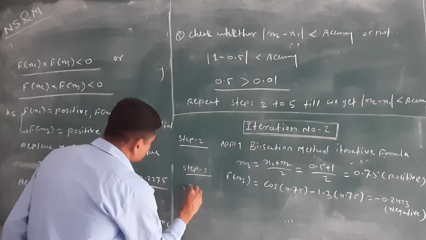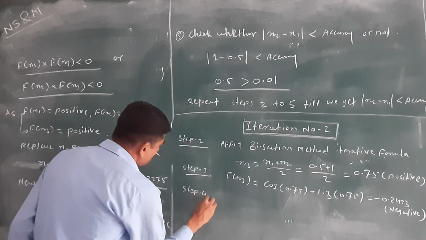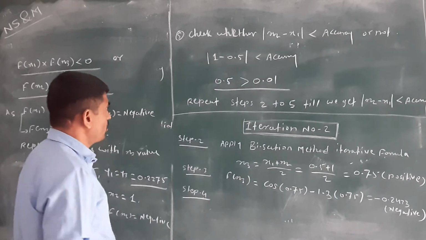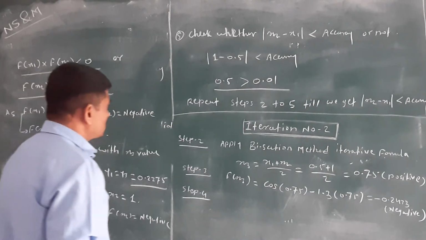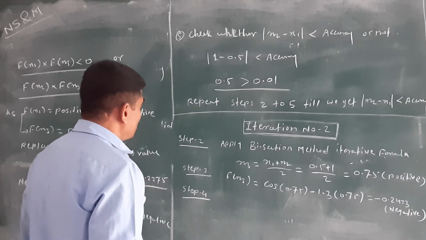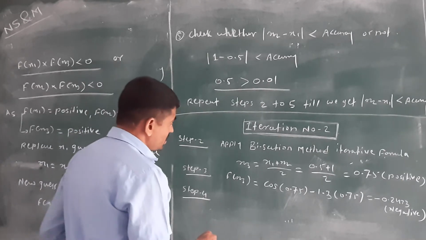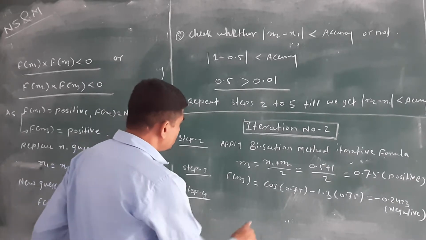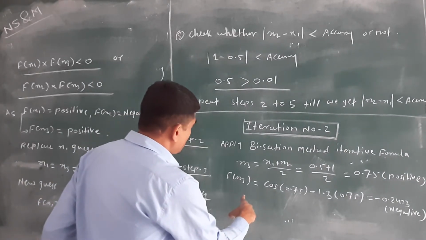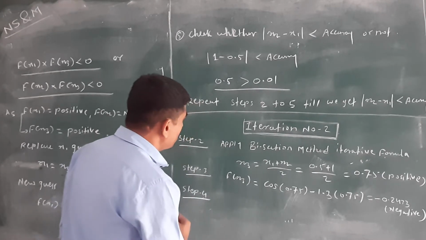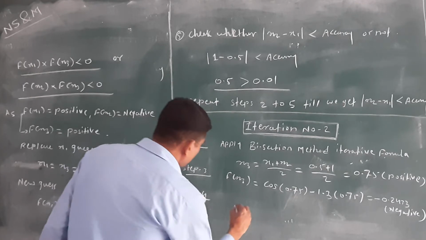Once you have found that f of x3 is positive or negative, after that, step number 4, you have to replace x1 or x2 by x3. Okay, you have to replace the value of x1 or x2 by x3. I will write directly. Check that x1 here is a. We have x1 is positive.